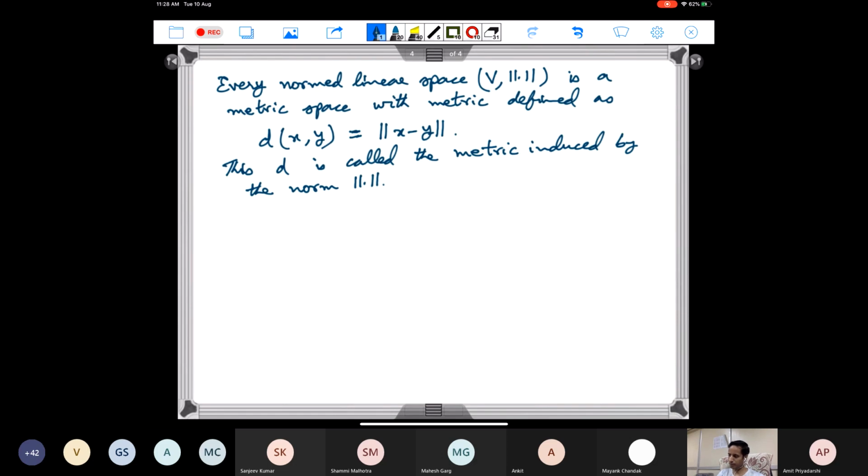Is the converse true? Is it true that every metric space is induced by a norm? If I have a metric on a vector space, maybe let me write it as a question.